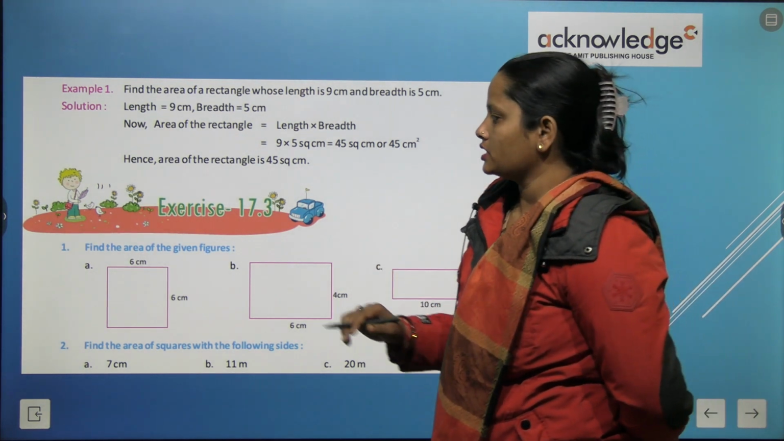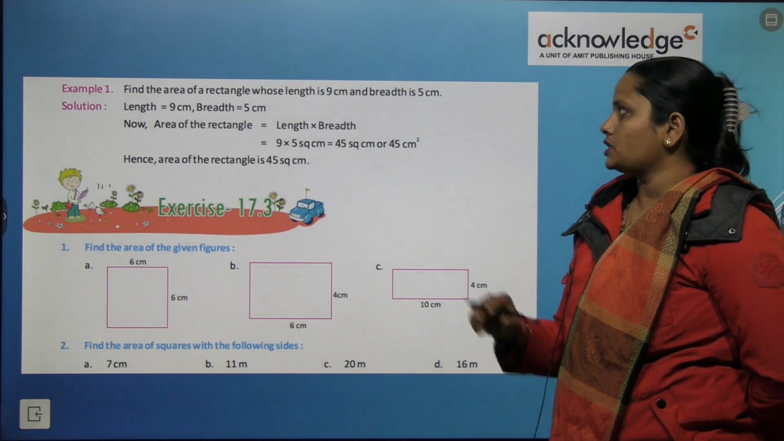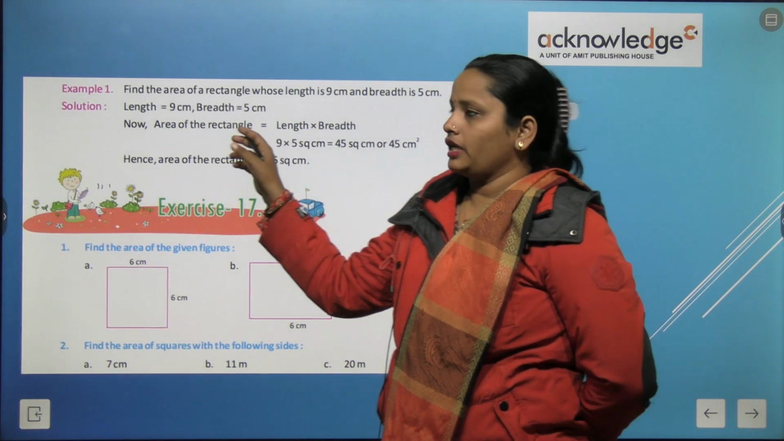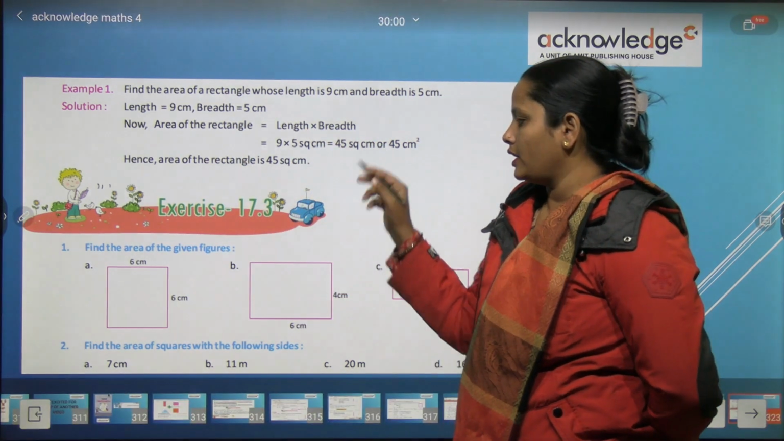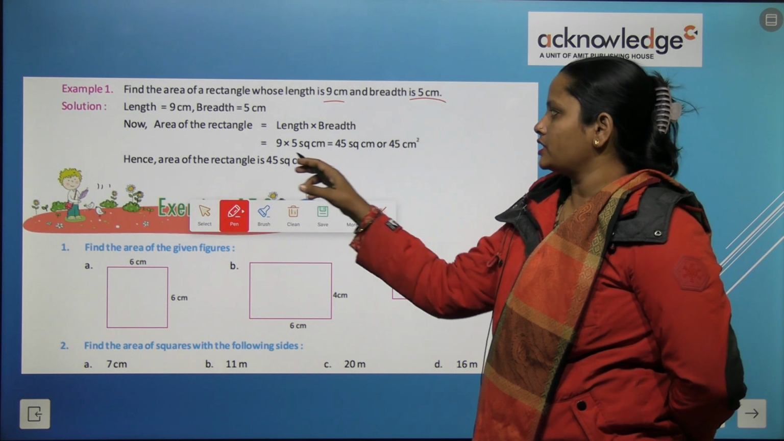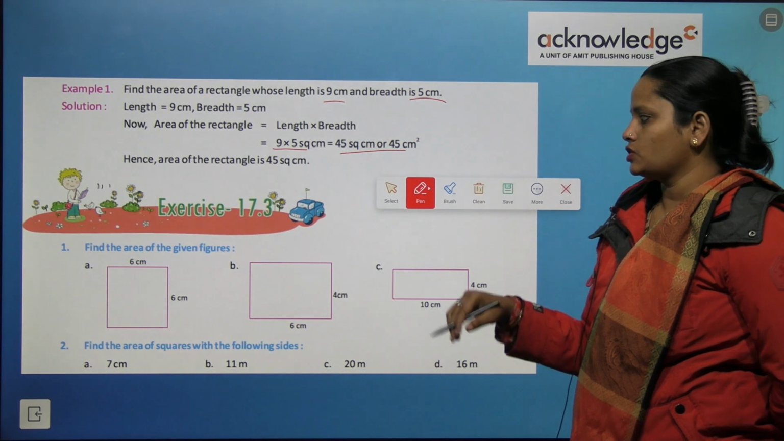Now let's see this example. Find the area of the rectangle whose length is 9 centimeter and breadth is 5 centimeter. So as we all know that the area of rectangle is length multiply breadth. So here the length is 9 centimeter and the breadth is 5 centimeter. When we multiplied it, we get 45 centimeter square.